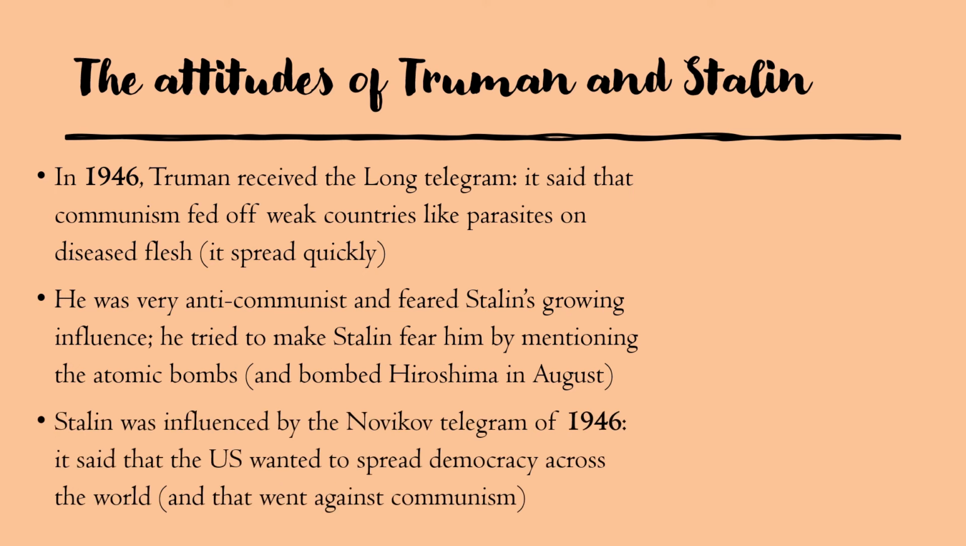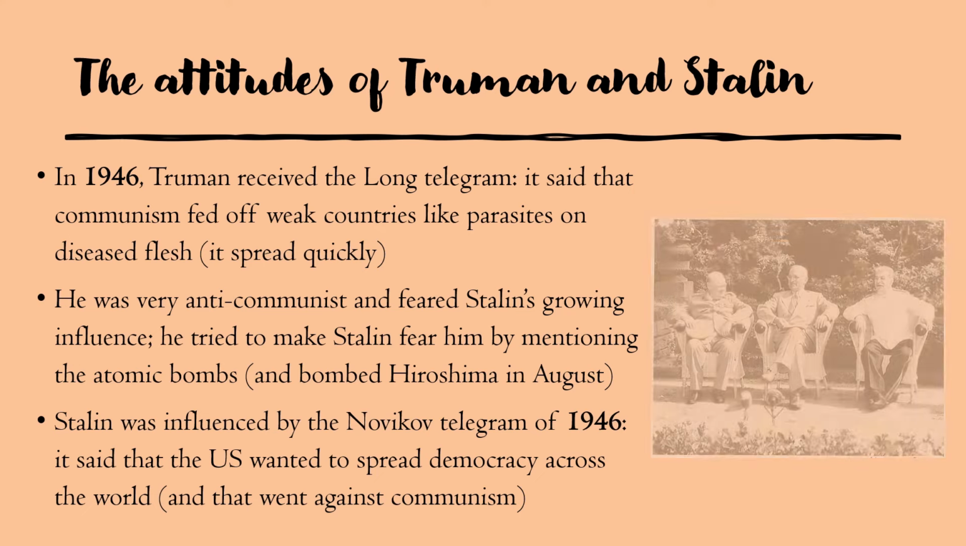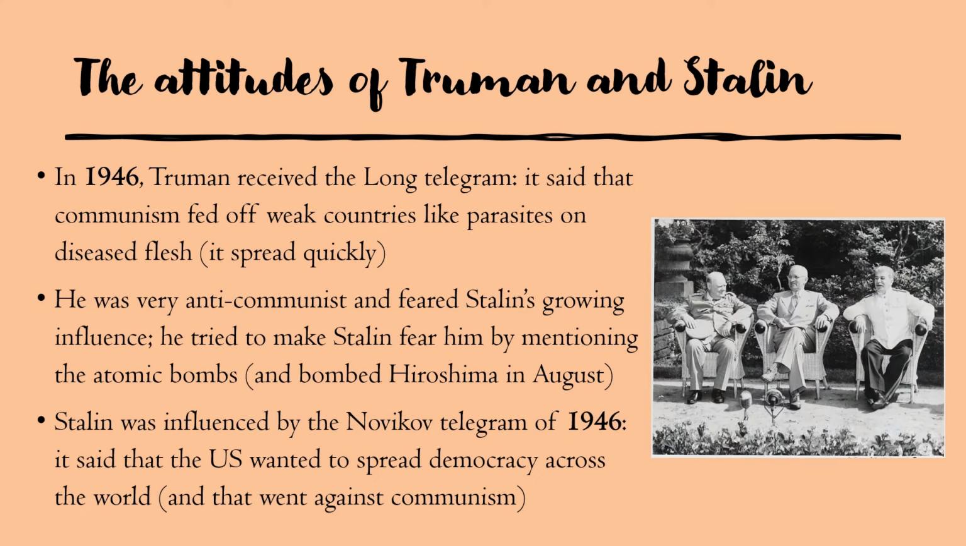On the other side, Stalin received the Novikov telegram in the same year. And this said sort of the opposite thing, that the US wanted to spread democracy, wanted to spread capitalism across the world. And obviously these ideas go against communism. And so Stalin feared what Truman might be doing. So the two sides were completely opposed. And this obviously led to increased tensions and really the Cold War itself. And there's a nice picture of the leaders sitting together at Potsdam.